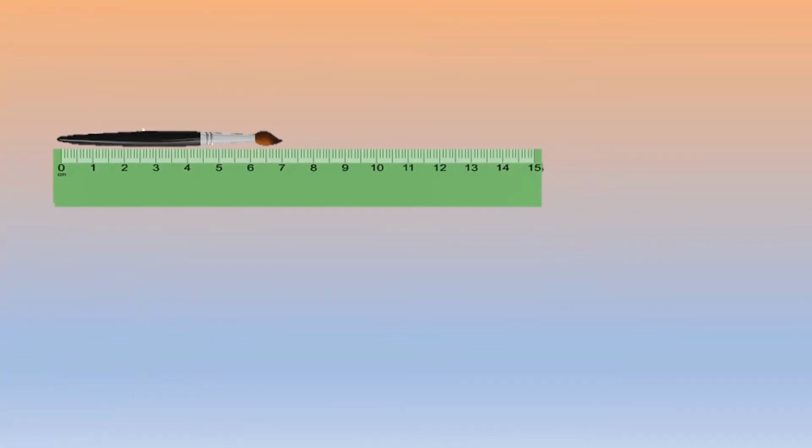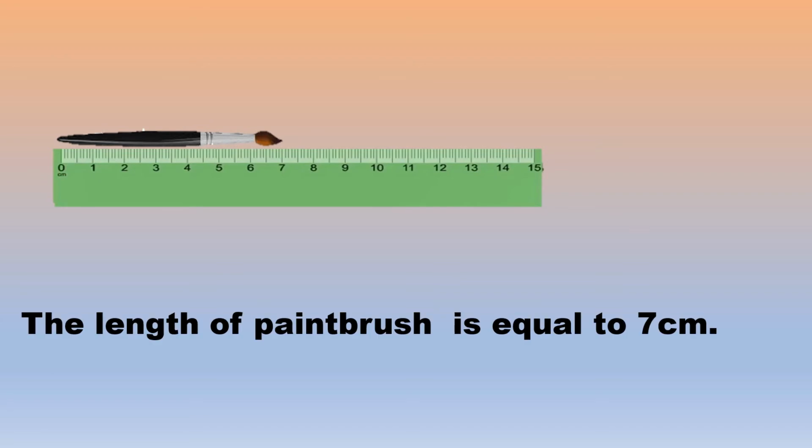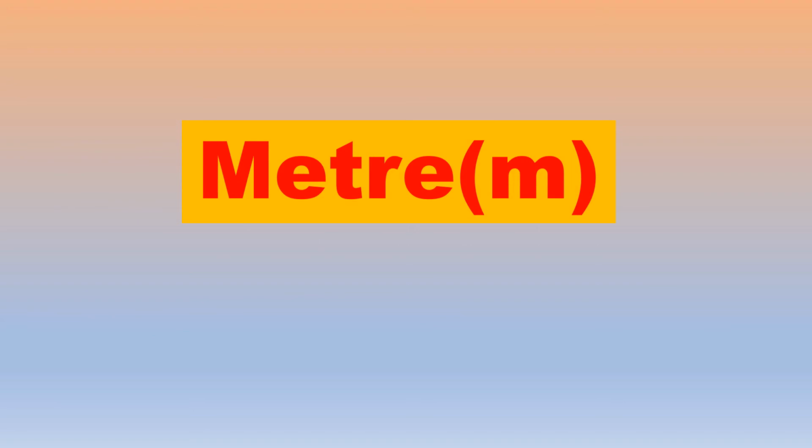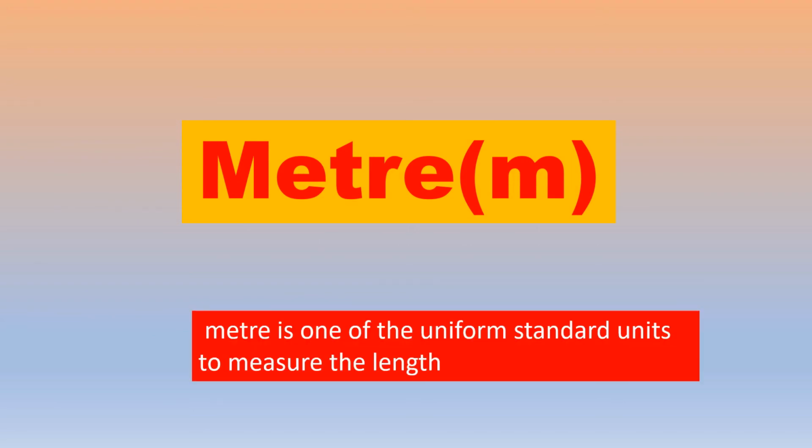Now student, look at the paintbrush. Can you tell me what is the length of the paintbrush? Yes, you are right. The length of the paintbrush is equal to 7 centimeter. So now we know how to measure the length of small objects, but longer objects cannot be measured with this small ruler. They are measured in a bigger unit called meter. In short, it is written as m. Meter is one of the uniform standard units to measure length.